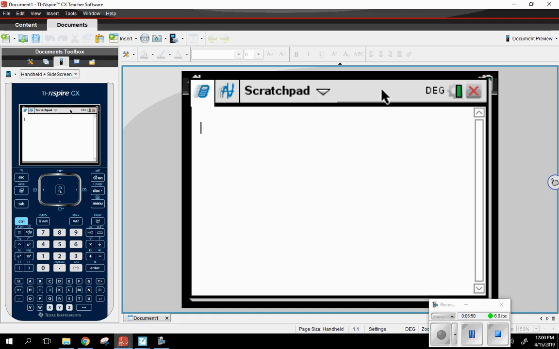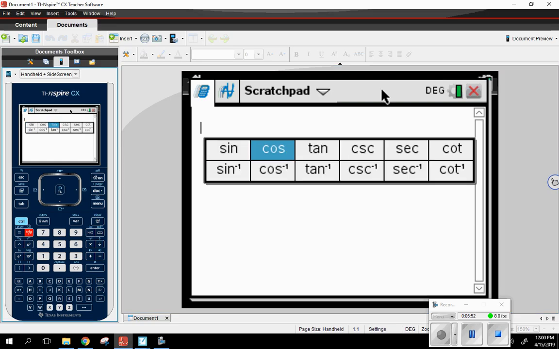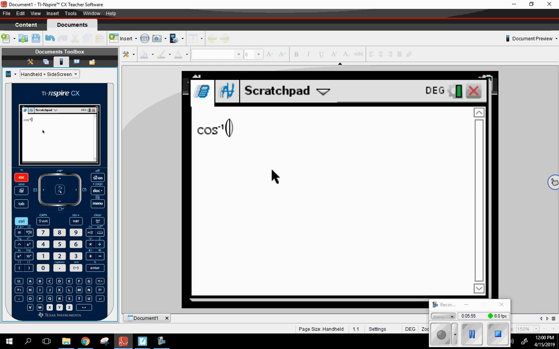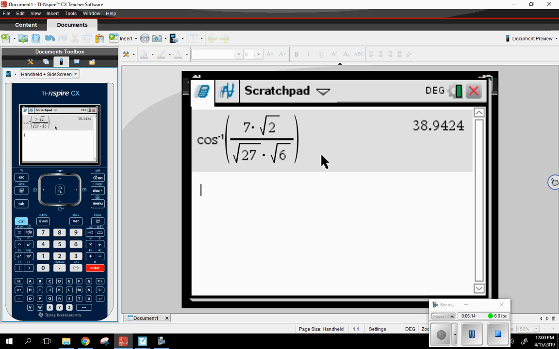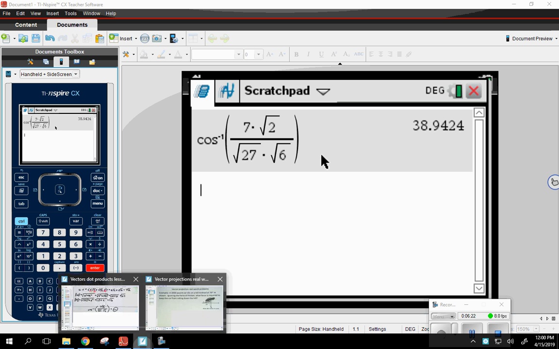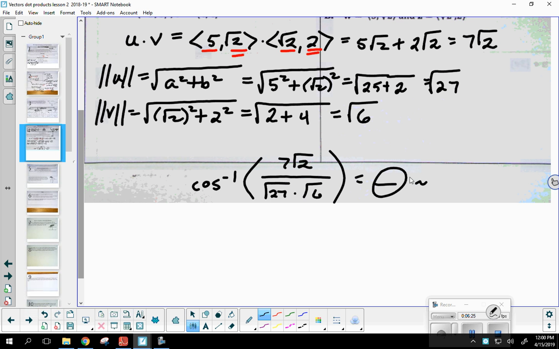So let's see here. Cosine inverse. Going through the motion again. So control divide. I'm going to go ahead and put 7 square root of 2, and then down here we had the square root of 27 times the square root of 6. So just plug it in. I have no idea what this fraction will give me, but when I push enter, I'm looking at about 38.9 degrees. So I'd say you could probably make an argument for 39 degrees. So this is about 39 degrees.